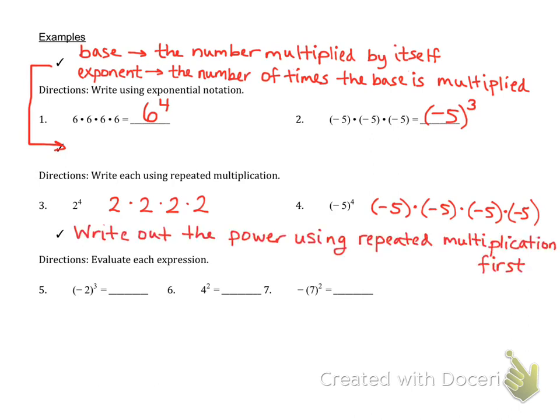Now looking at 5, 6, and 7, my one hint to you would be to write out the power using repeated multiplication first and then solve the problem. So for number 5, negative 2 to the 3rd power, also known as negative 2 cubed, means negative 2 times a negative 2 times a negative 2. So negative 2 times negative 2 is a positive 4, and then 4 times a negative 2 is a negative 8.